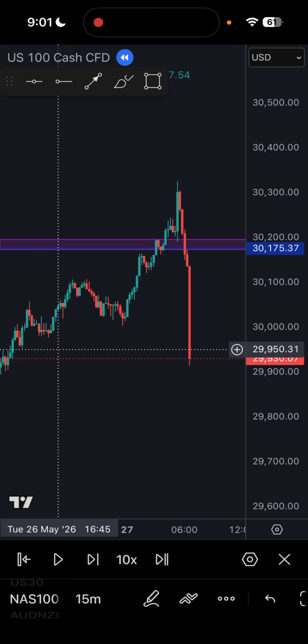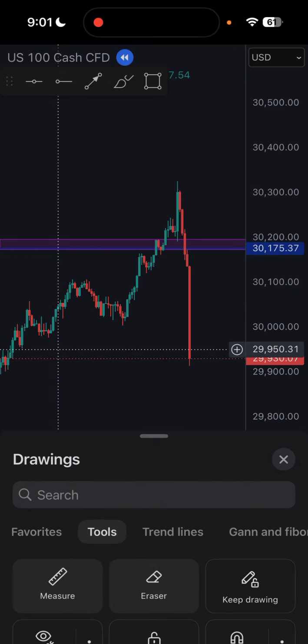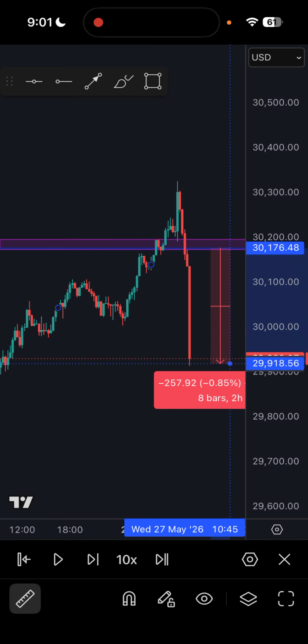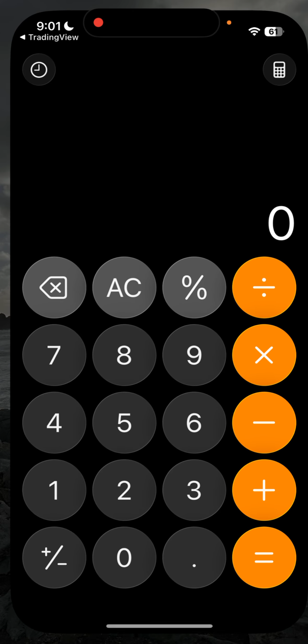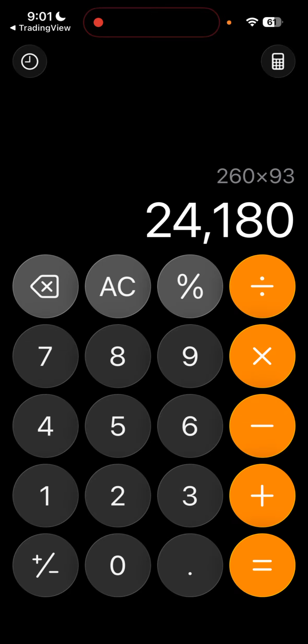So if you were in this trade, you could have easily made say 260 points. Then if you get on the calculator, 260 points times, say, what's your lot size? Say, just so you guys can see the bigger picture, you trade at the same lot size as me, $93 per point. So 260 times 93. This is what it would look like for me. That'd be an easy 24K day.